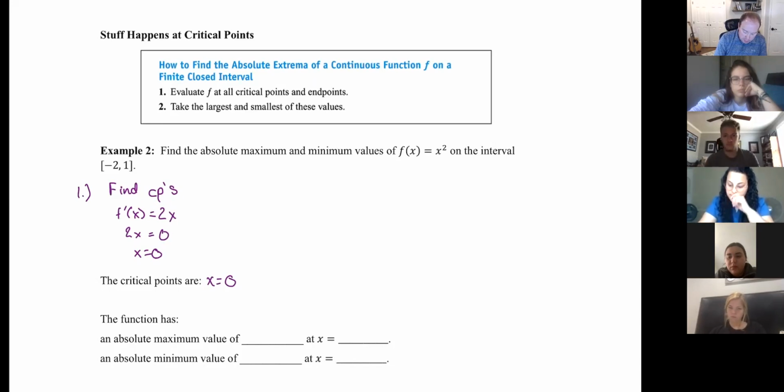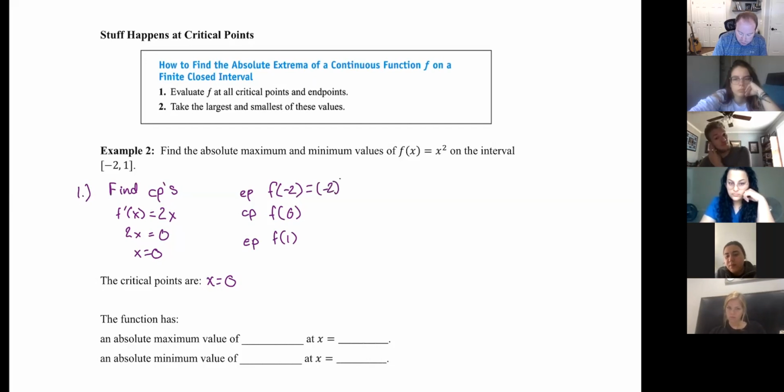So the other part to part one is to evaluate it at the endpoints. So f of -2, f of 0. So this is an endpoint. This is a critical point. And f of 1 is the other endpoint. So what is f of -2? You plug this in, you get -2 squared, you get 4. You plug this 0 in, 0 squared is 0, and plug in 1, you get 1.